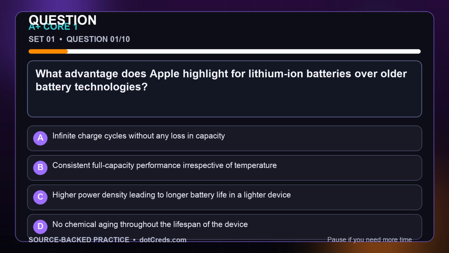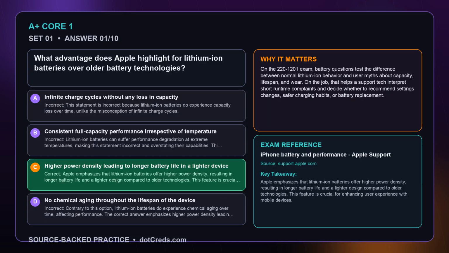Lock your answer now. Question 1 answer. C. Higher power density leading to longer battery life in a lighter device. Apple emphasizes that lithium-ion batteries offer higher power density, resulting in longer battery life and a lighter design compared to older technologies. This feature is crucial for enhancing user experience with mobile devices.